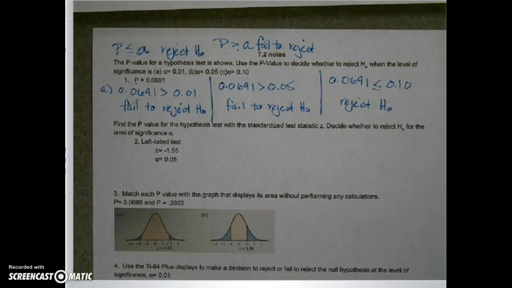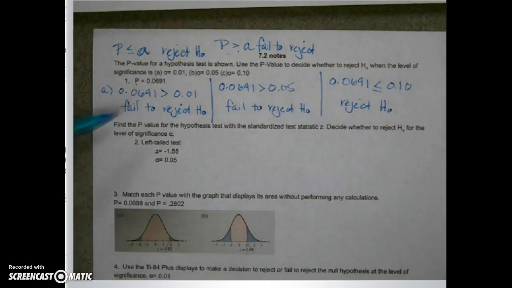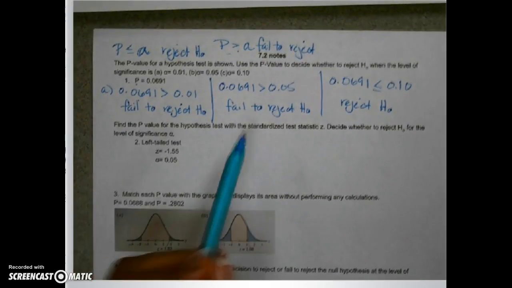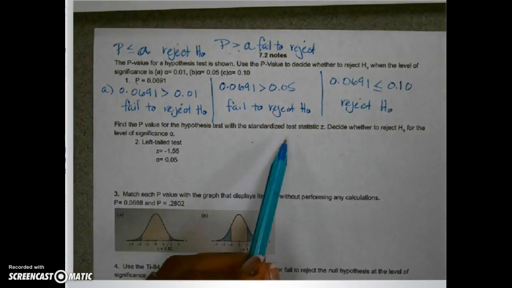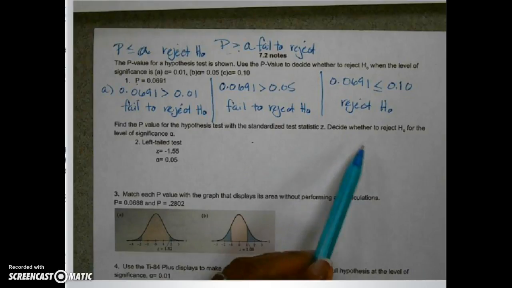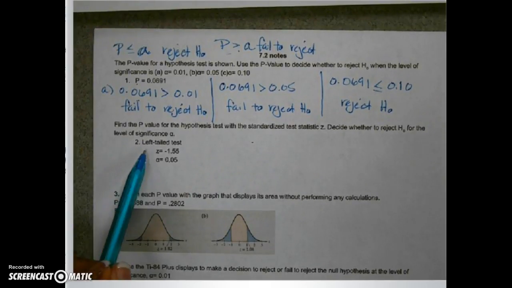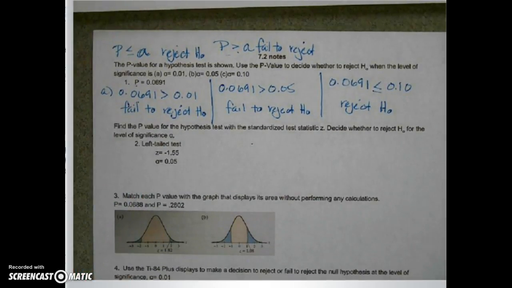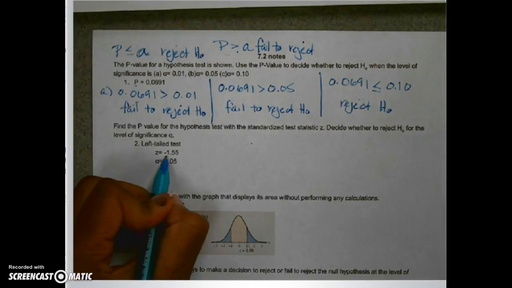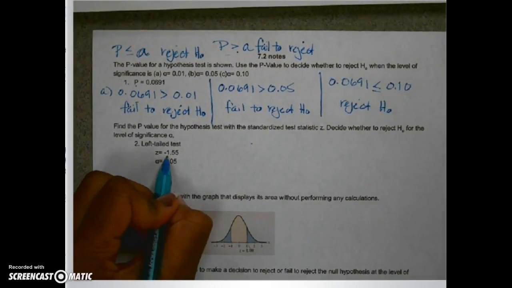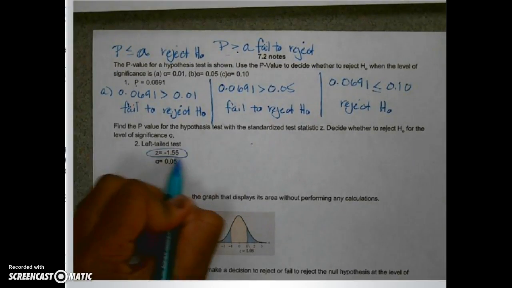So for our next one, our question is to find the p-value. This time they don't give me the p-value. This is what we're building. We're going to have to find it ourselves. Not a problem, we can do that. With the standardized statistic, decide whether to reject for the level of significance alpha. This is a left-tailed test, and what I need is the p-value for this negative 1.55.